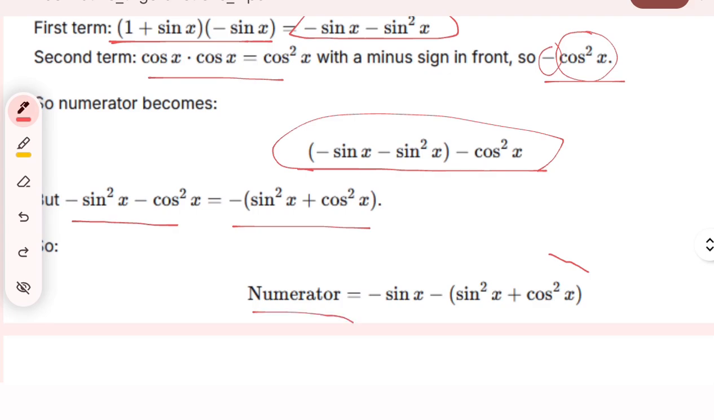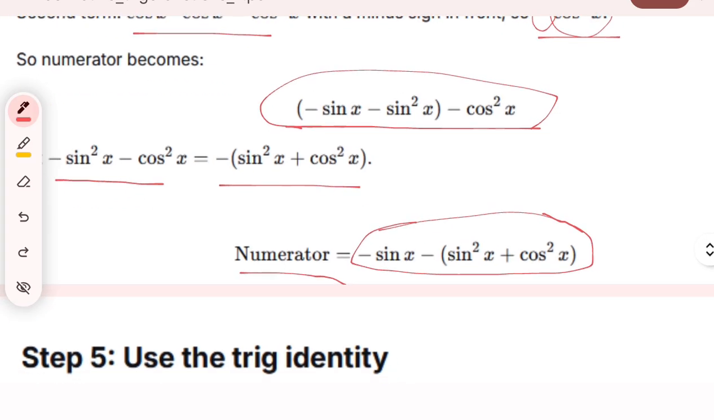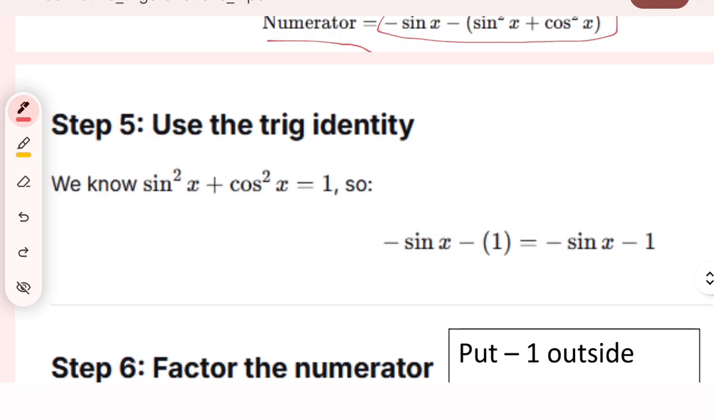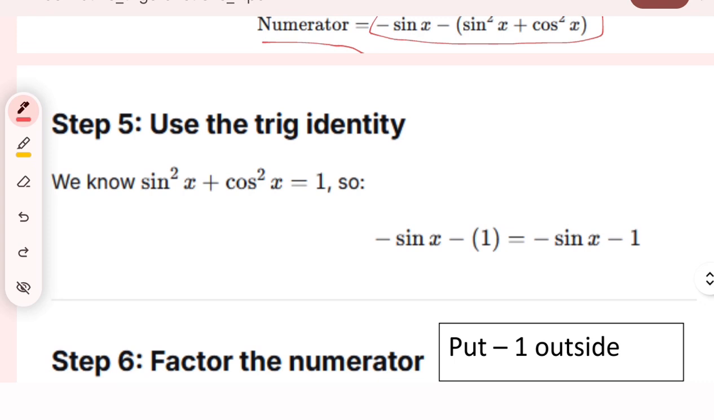So the numerator is equal to negative sine x minus sine square x plus cosine square x. So from there, it results into this one. So use the trigonometric identity. This is what I'm trying to tell you. If you can remember some of the trigonometric identities, then that would be very helpful when you do this analysis on the derivatives using trigonometric functions.